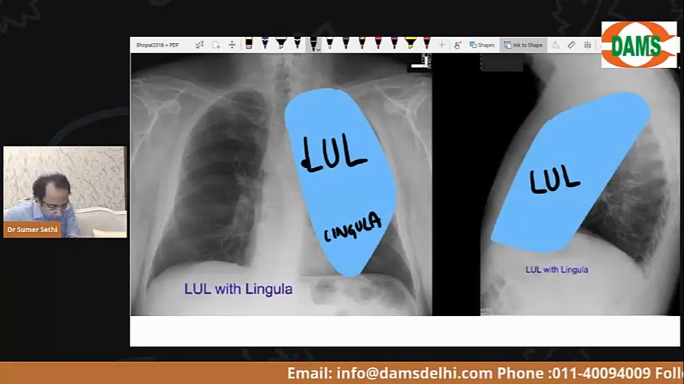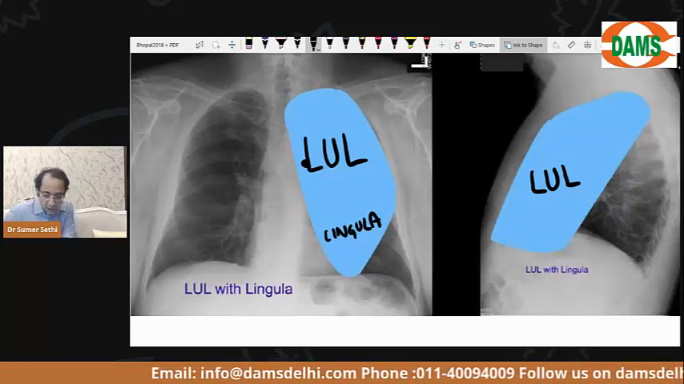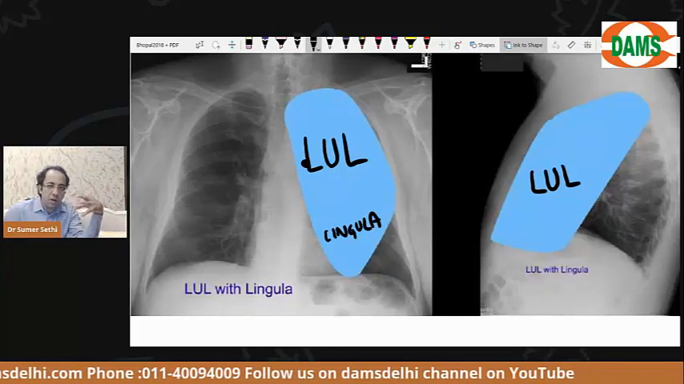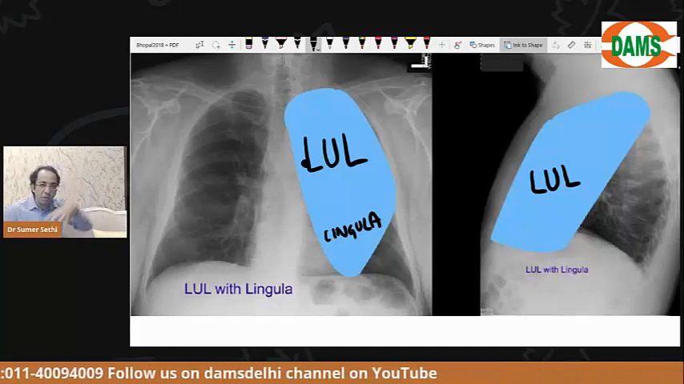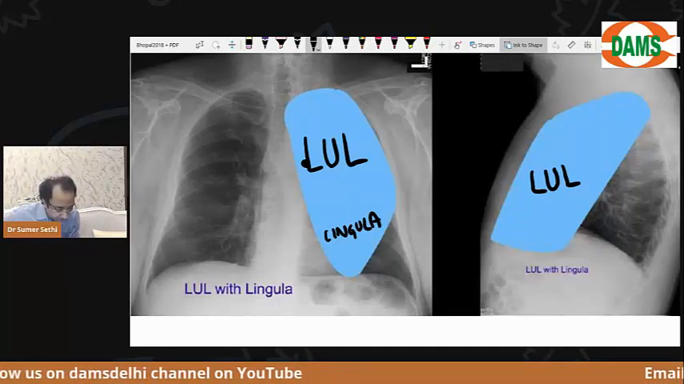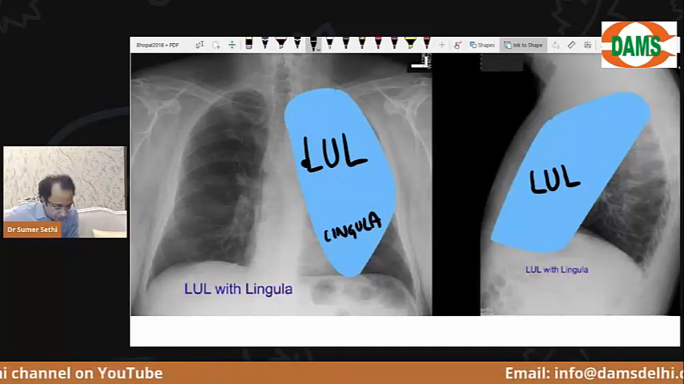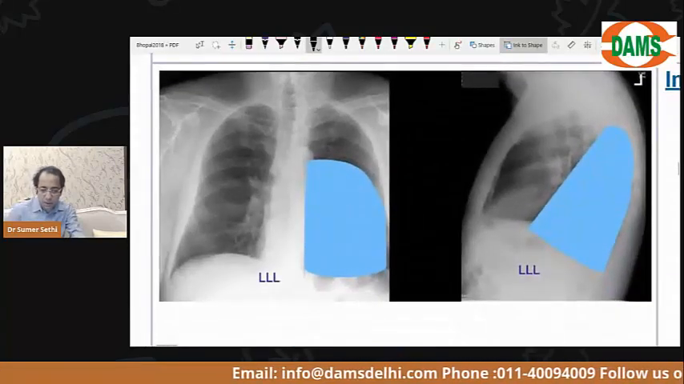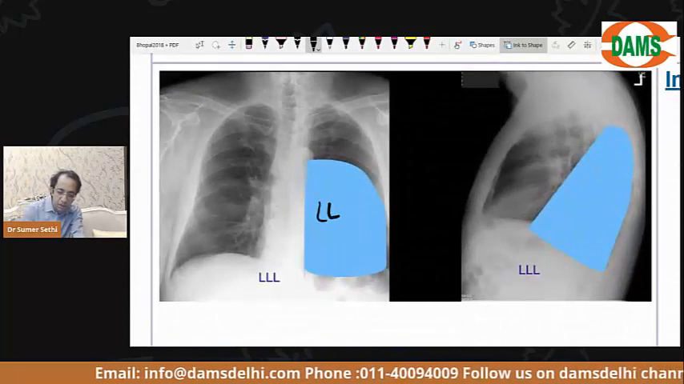So the left upper lobe is larger than the right upper lobe because you do not have a horizontal fissure, you have a lingular segment hanging from the upper lobe like this. Are you clear? Okay, very good. Now see this here, and this is your left lower lobe.